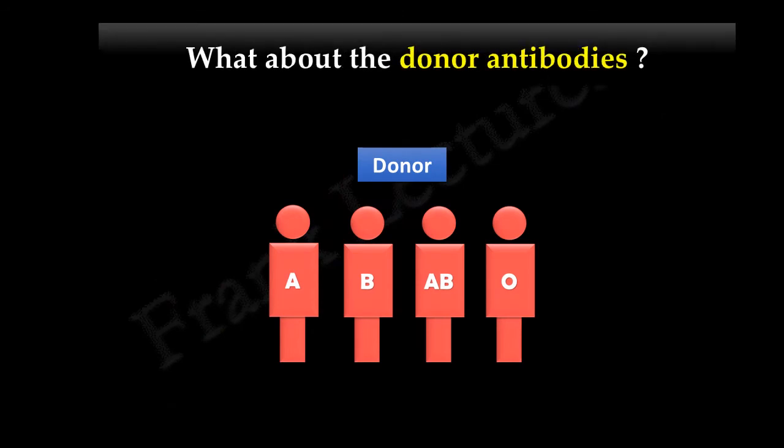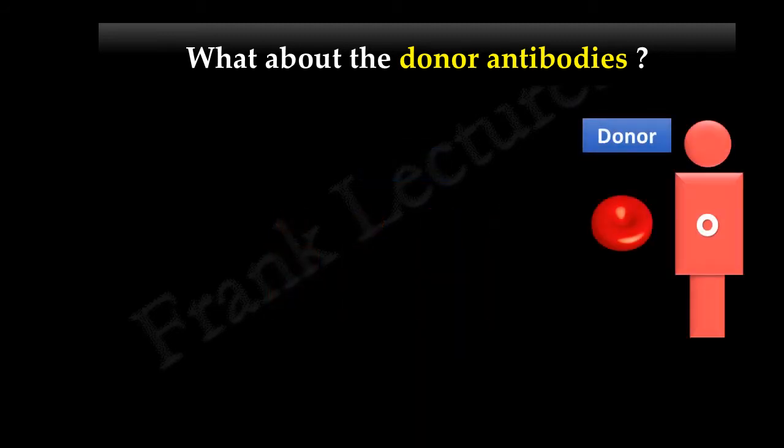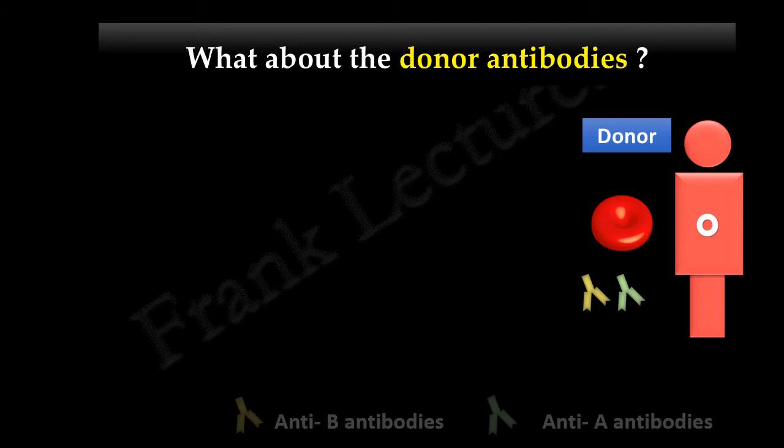Now, here is an important point to be understood. Antibodies are also present in the donor's blood. In a donor of blood type O, anti-A and anti-B antibodies are present. These antibodies can also attack the RBCs of the recipient.